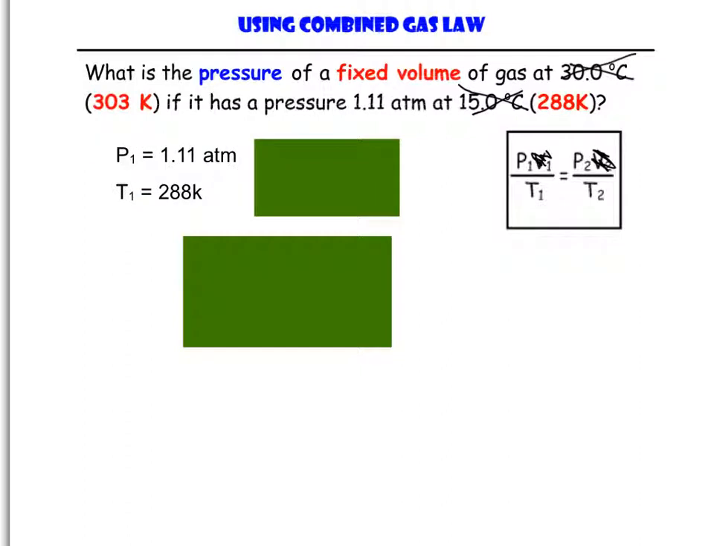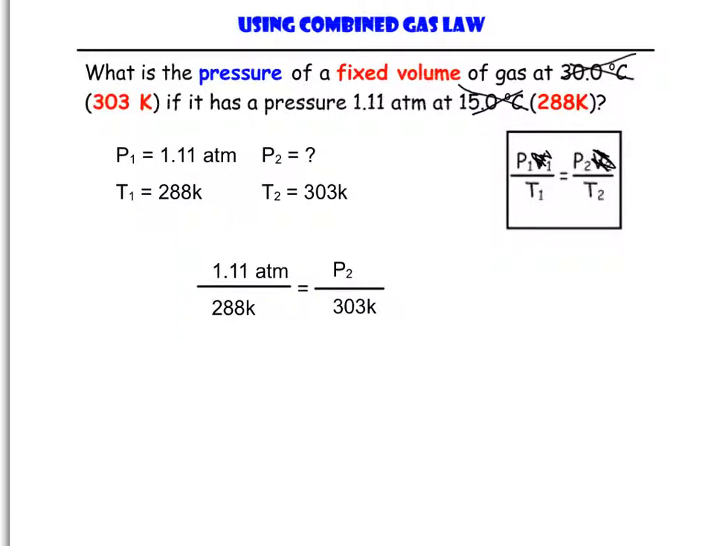And we plug in our variables. P1 is equal to 1.1 atm at our temperature of 288 Kelvin, and then it wants to know what is the pressure at a temperature of 303 Kelvin. And so we plug in our variables here, and we have our pressure 1 over our temperature 1 is equal to our pressure 2, what we're solving for, divided by our temperature 2. So we need to get pressure 2 by itself. To do this, we're going to multiply both sides by 303 Kelvin. These are going to cancel each other out. We're going to multiply the other side then by 303 Kelvin.